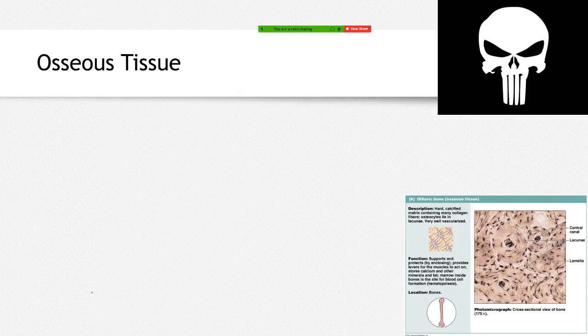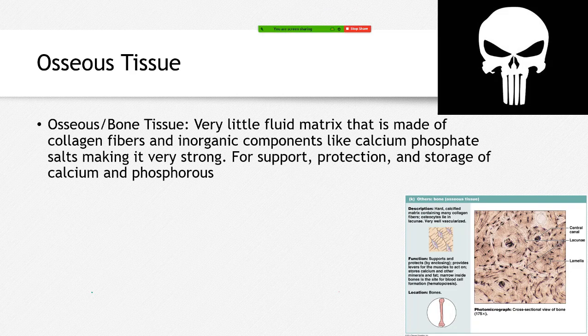All right, so that was cartilage. Now let's go into osseous tissue. Osseous tissue is even more solid. This is actually a solid ground substance now, and this solid ground substance is made because of the inorganic components to it, which is calcium phosphate. When you look at the word inorganic, that means that it doesn't have carbon.